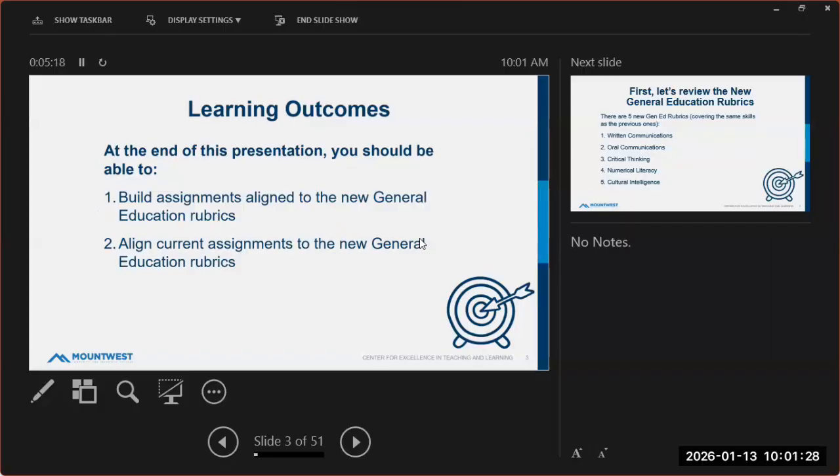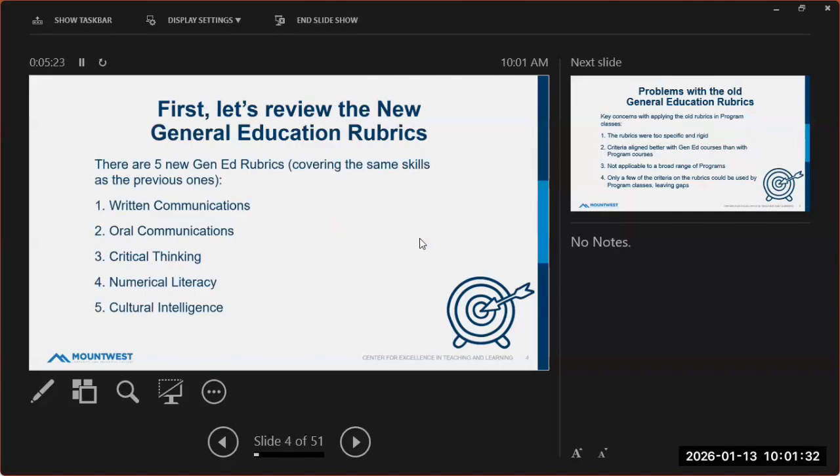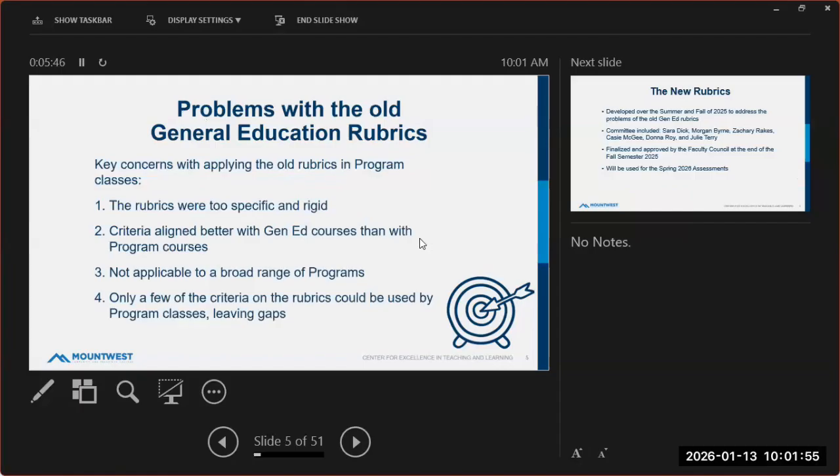All right, so these are our learning outcomes. So we're going to review the rubrics and just kind of show you how easy they are to adapt to your different assignments and how easy they are to create assignments with now. So before, some of the ones were hard to use, in practice. We could only use parts of them. We couldn't use all of them. So these should be able to be adapted to each of them. And so that's what this is talking about.